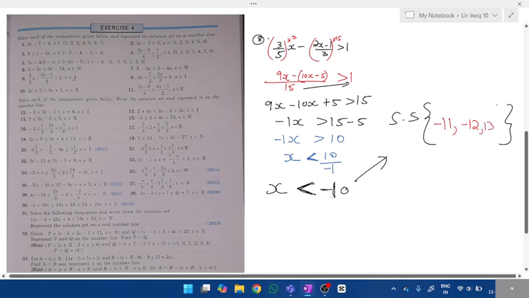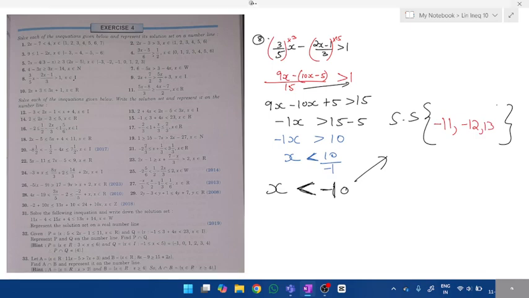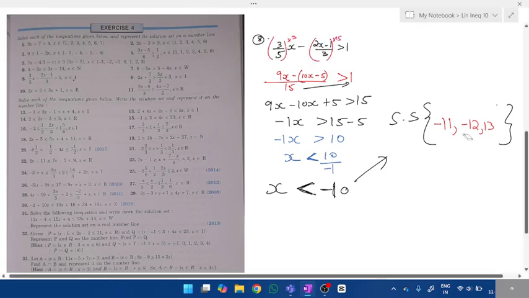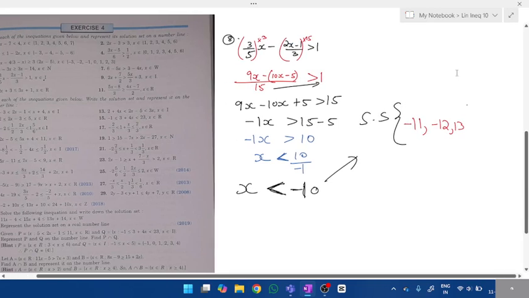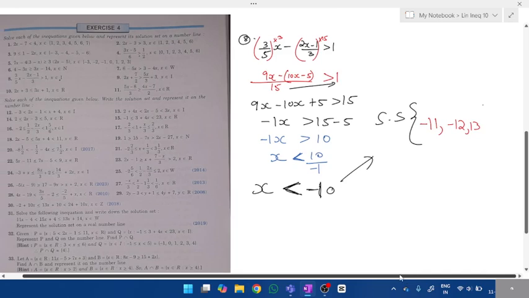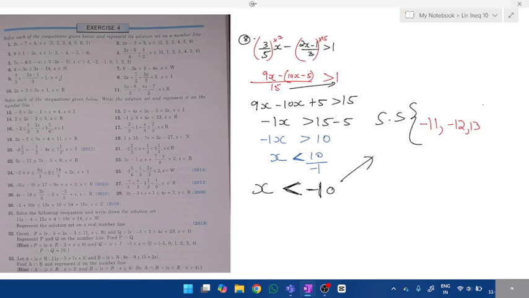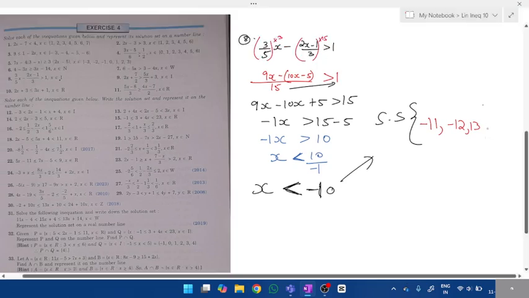And is there any limit, students? It goes on, right? Is it finite or infinite? Infinite. So what do you do? How do you write the replacement set? After 2 or 3 numbers, you keep dots. This is the answer, the solution set. And the number line for this is.